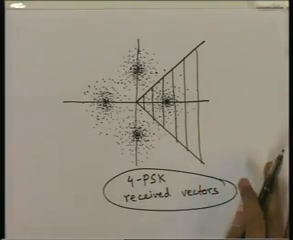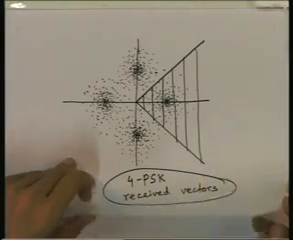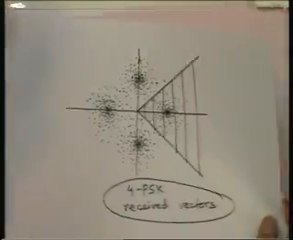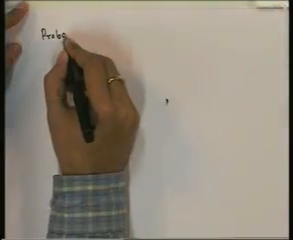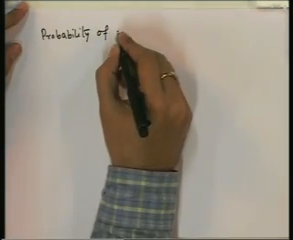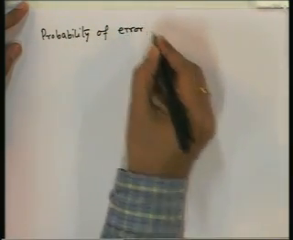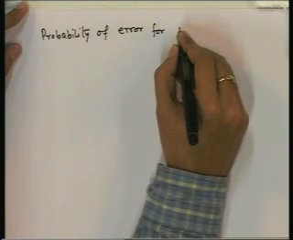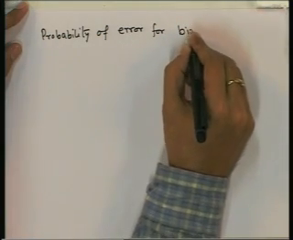Now, we will start computing probability of error for different modulation techniques. Let us compute first for the simplest modulation technique, that is PAM. So, probability of error for first binary PAM, the simplest.